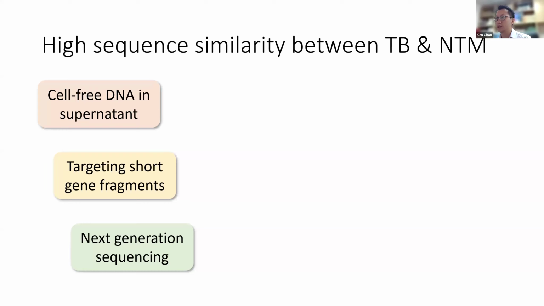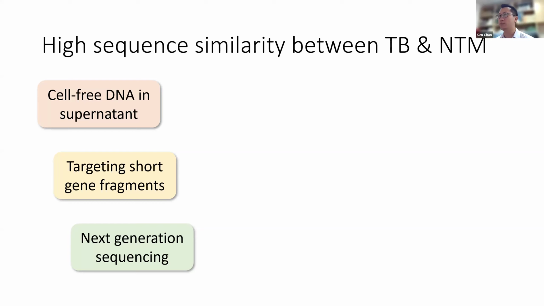So we now understand that the cell-free DNA is more abundant in the supernatants. We need to target the short gene fragments. And we are now having next generation sequencing instead of the quantitative PCR. So can we combine all these together and improve the sensitivity?